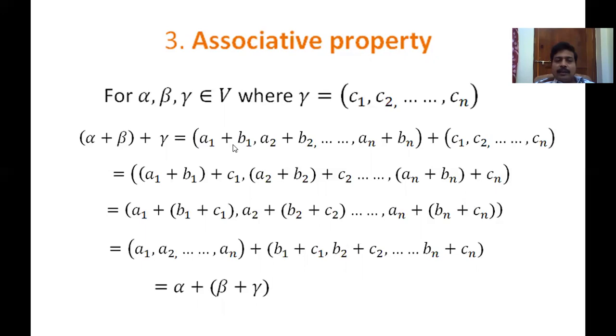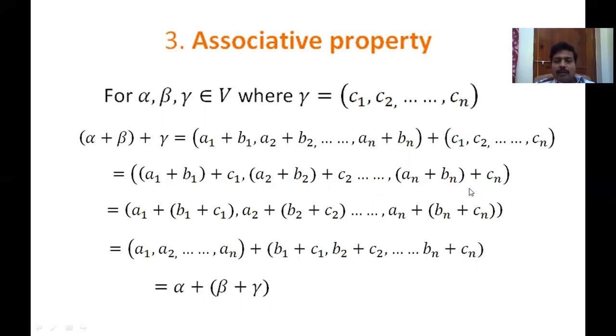So this is a real number. a1 plus b1 is a real number and c1 is another real number. So adding these two vectors, we get the first component of the resultant vector as a1 plus b1 plus c1. Similarly, the second component of the resultant vector is a2 plus b2, which is a real number that should be added to this c2, and so on. So this is the resultant vector.